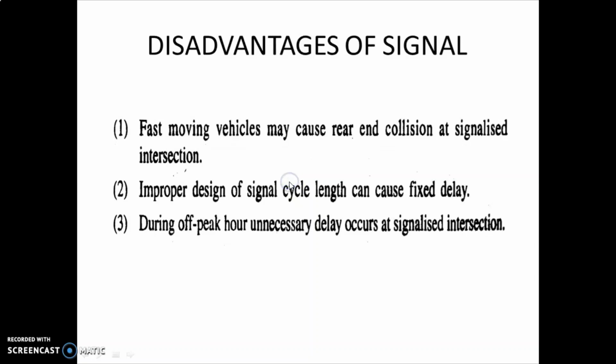In the same way we talk about disadvantages of signal. So first disadvantage, fast moving vehicles may cause rear end collision at a signalized intersection. Second one, improper design of signal cycle length can cause fixed delay. And third one, during off-peak hours, unnecessary delay occurs at a signalized intersection. Okay.